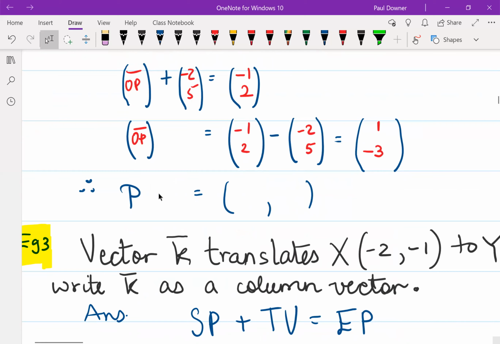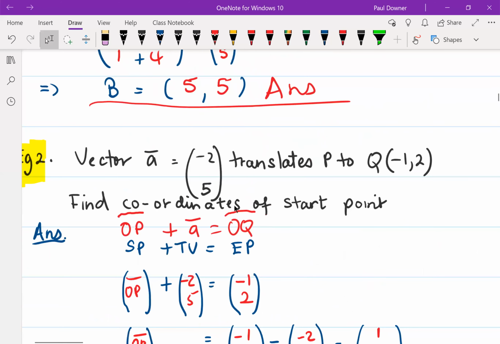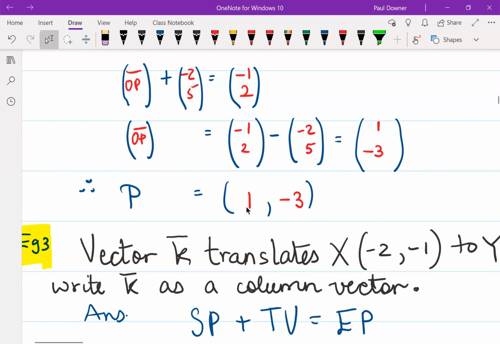P, right, if this is the position vector OP, written vertically, to get the coordinates of the point P, which will be the coordinates of the start point, we just have to change it to that orientation, right? So to get our answer for the coordinates of the start point, which would have to be P, this would be the answer here, 1 minus 3. So this would be our final answer, okay?